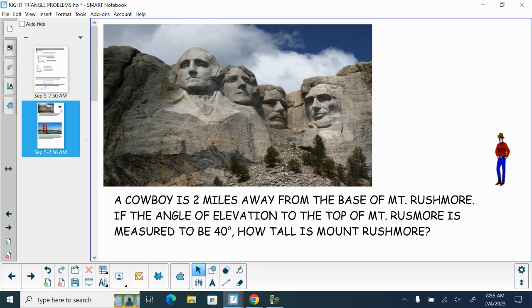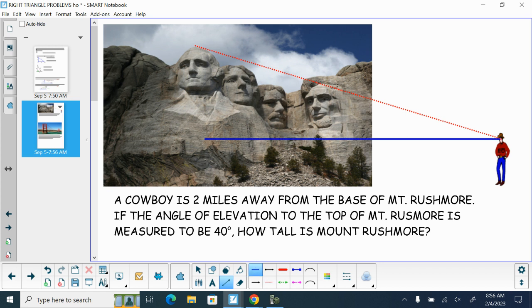The only thing that's going to be different now is you're going to have to draw the right triangle and put in the values. Cowboy Bob is 2 miles away from the base of Mount Rushmore. Obviously, this is not drawn to scale. If the angle of elevation at the top of Mount Rushmore is measured to be 40 degrees, how tall is Mount Rushmore? So what we'll do is, we got Cowboy Bob over here. We will look at the top of George's head, because that looks like the tallest here. Here is our line of sight to the top of George's head. Here is our horizontal line of sight.